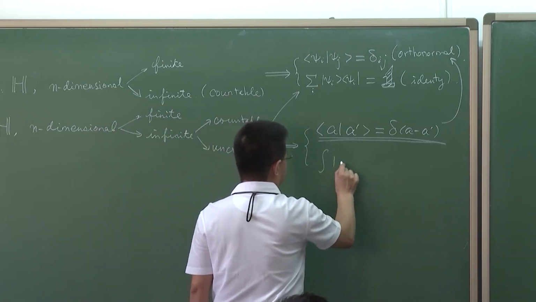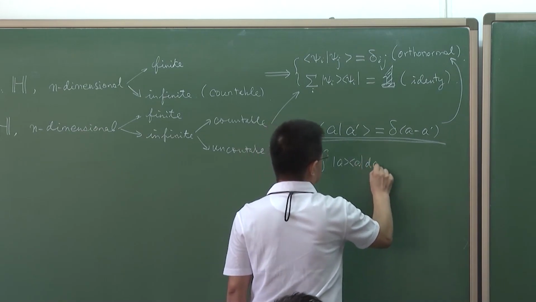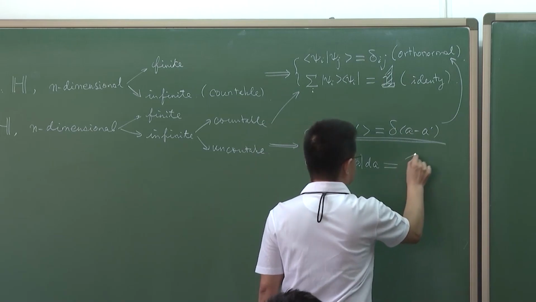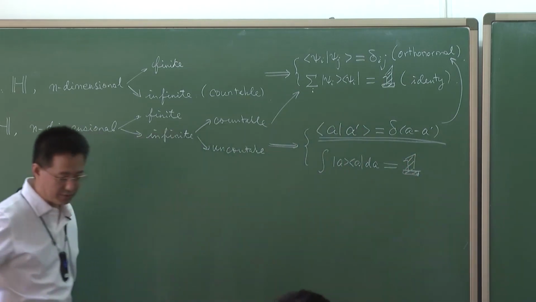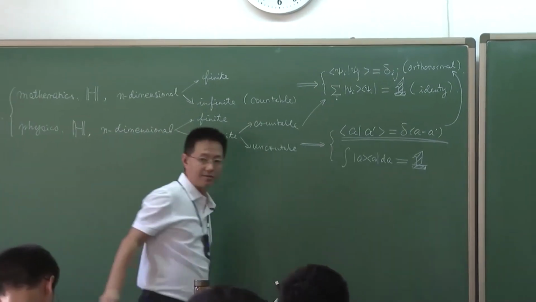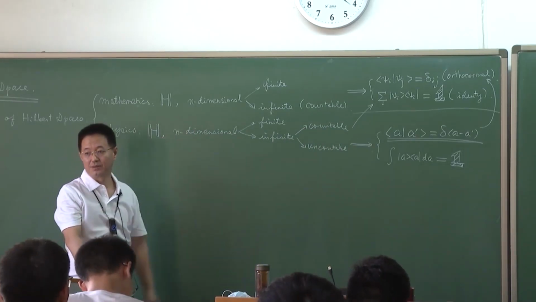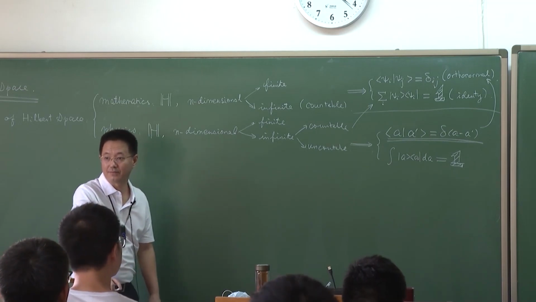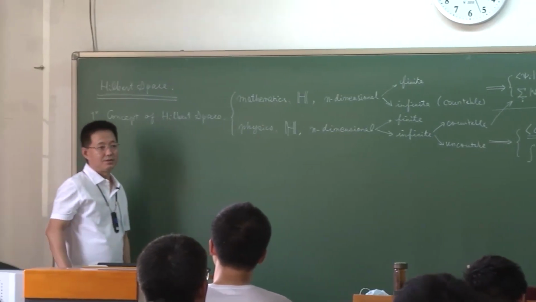And for the completeness, or the identity, the resolution of identity, we have this. So for the physics, we have both this and this case. For the physics, we have both. So that is a generalization of the Hilbert space in mathematics to physics, like this. Okay? Got it? Yes.